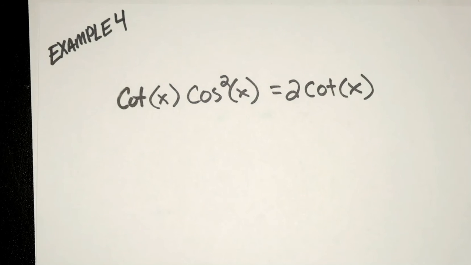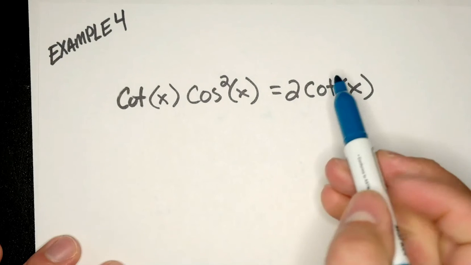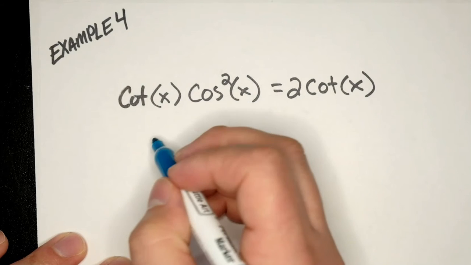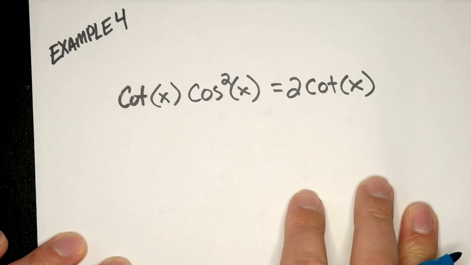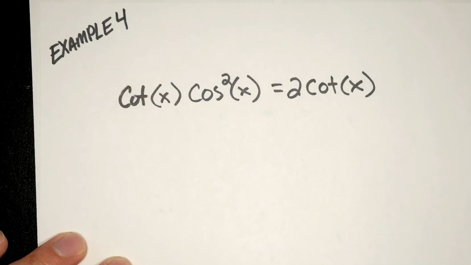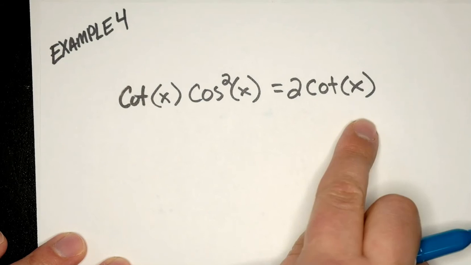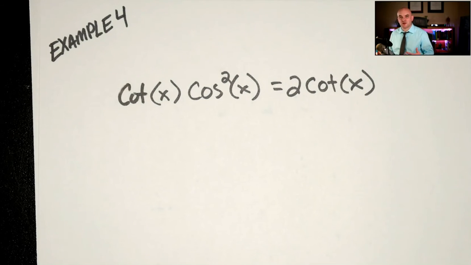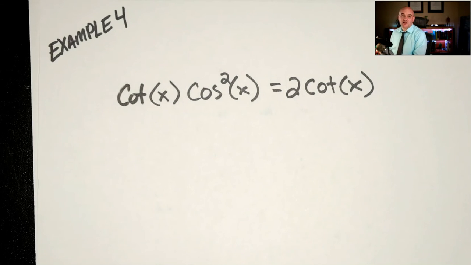So we've got cotangent times cosine squared equals 2 times the cotangent of x. Now I'm going to start this one off just by moving over this 2 cotangent of x and see what we get here. So if you don't know where to begin on something like this, just start somewhere. I know this one looks different than the other ones I gave you, but with some experience, you'll start to recognize different types of problems and know where to go with them. So just trust me and do lots of practice problems.